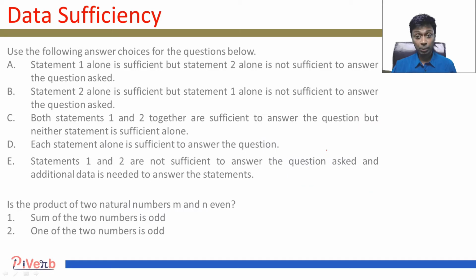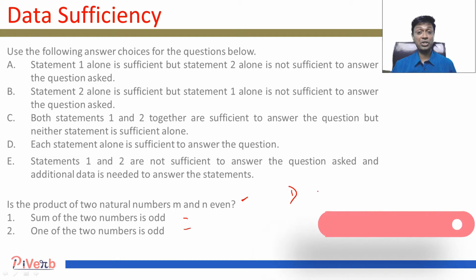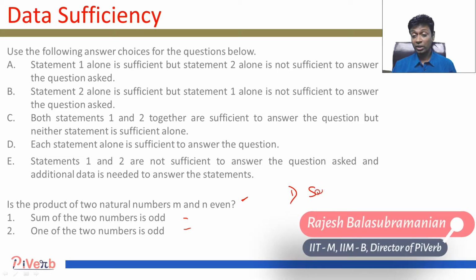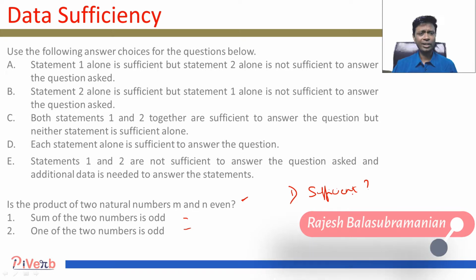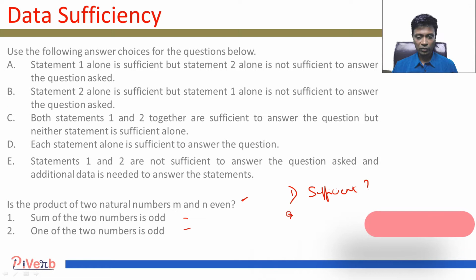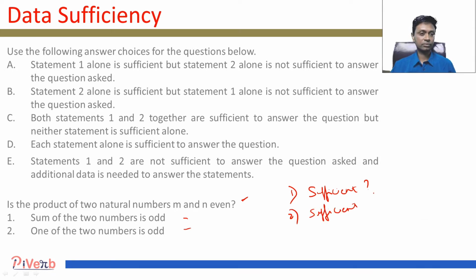Data sufficiency, we've been given a question followed by two statements. Remember, we need to evaluate the statements for sufficiency. Is statement 1 sufficient to answer the question? If you knew the information in statement 1, is that enough to answer the question? If you know the information in statement 2, is that enough to answer the question? This alone, is it sufficient? This alone, is it sufficient?